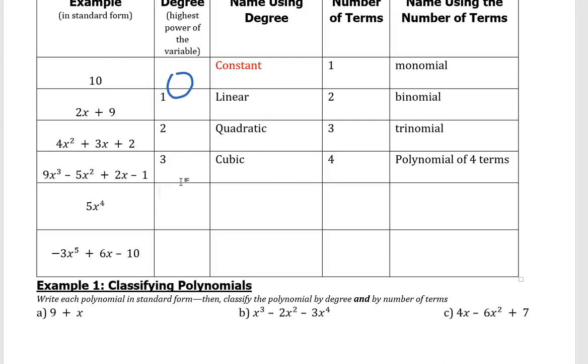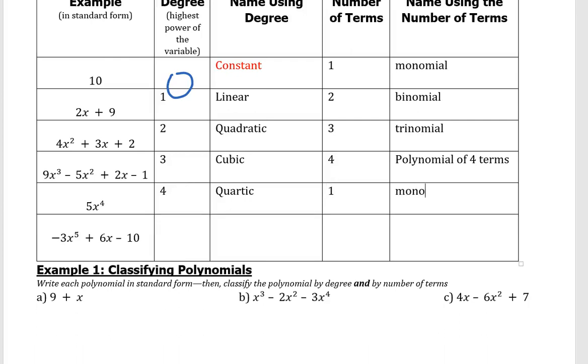All right, 5x to the 4th, that's actually just one term there, so sorry, that's not the degree. The degree would be 4th degree. And this is called quartic. And I remember that like 4 quarters in a dollar, so quartic is a 4th power. Number of terms are just 1, so then we're back to using the word monomial. So this would be called a quartic monomial.